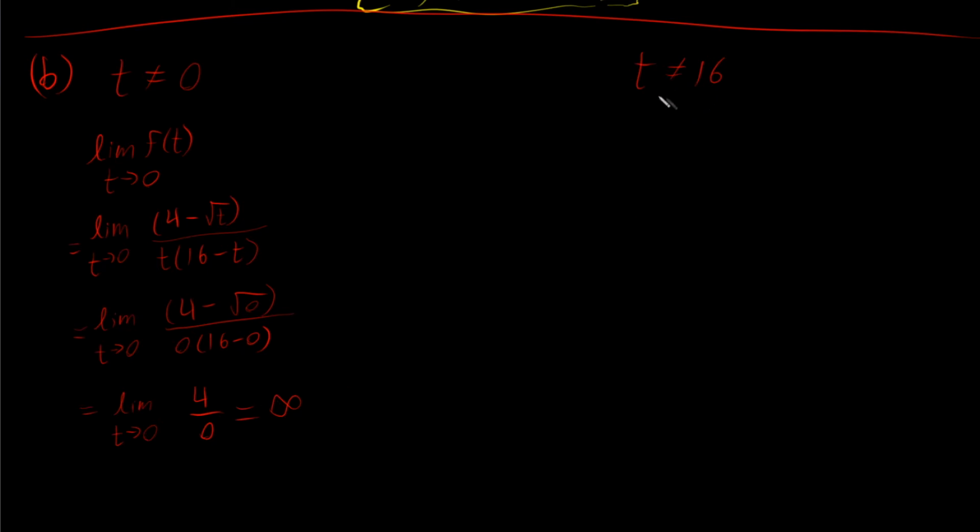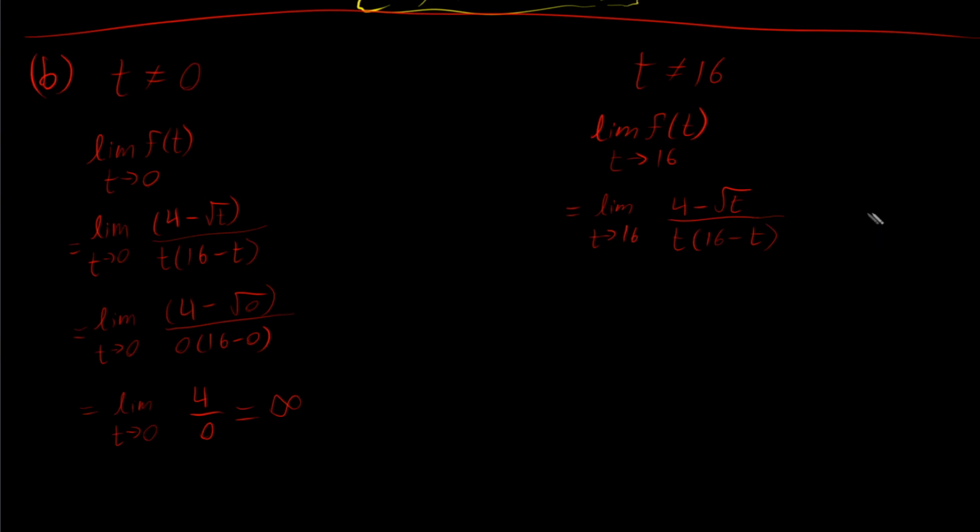So let's see if we have an asymptote at t is equal to 16 or not. So let's do the limit of the function f of t as t approaches 16 this time instead of t equals 0. So that is equal to the limit as t approaches 16 of (4 minus square root of t) divided by t times (16 minus t).